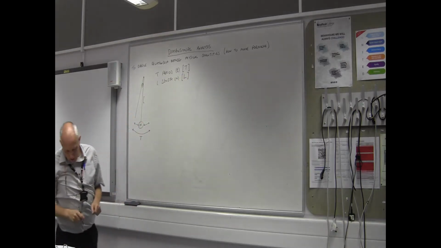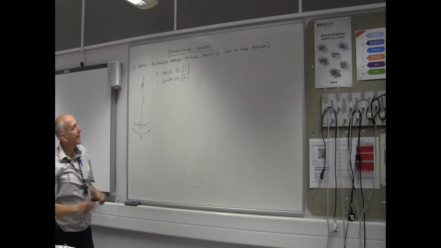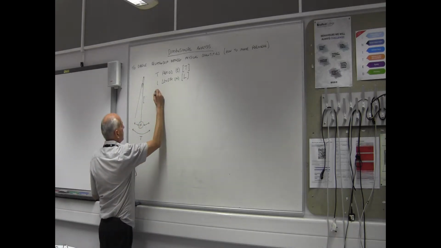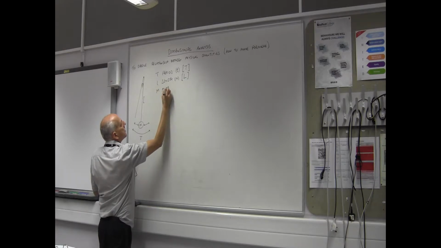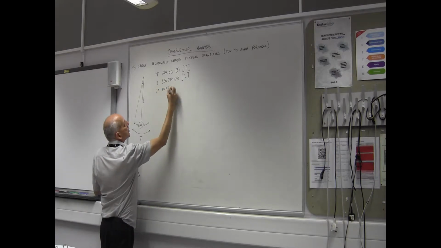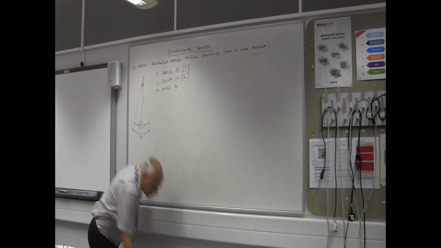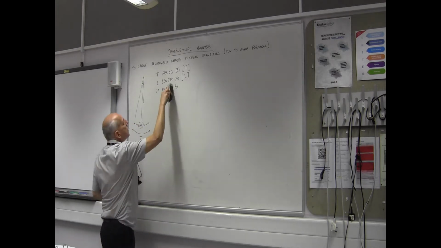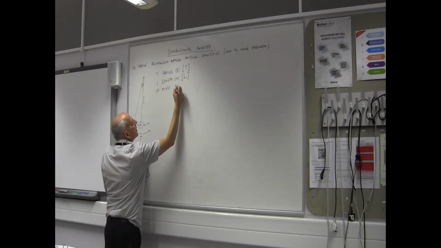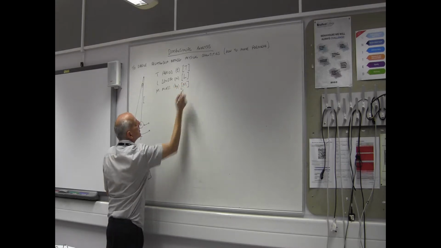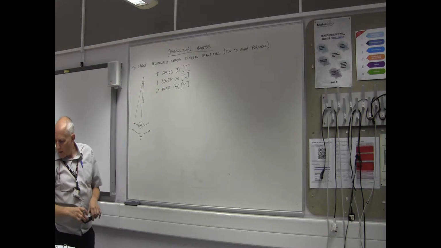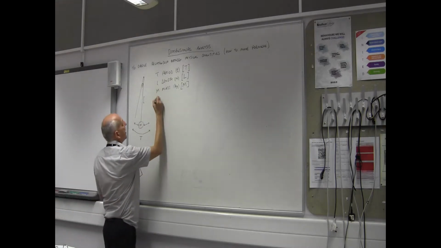What else have we got? We've got the mass. So that's our mass, which is in kilograms. And we use the M. Okay, and then we've got gravity, G.